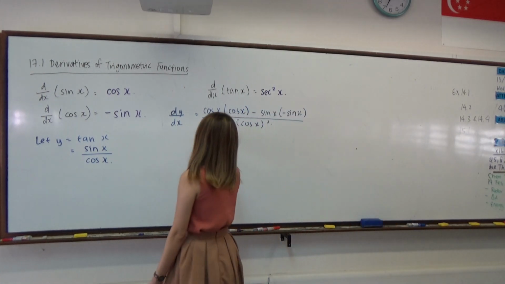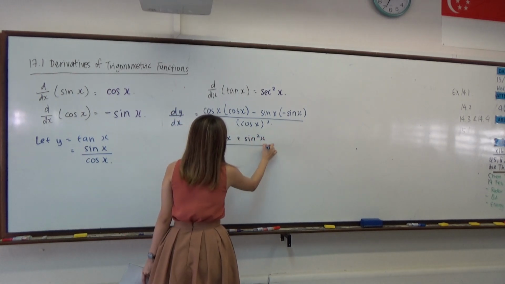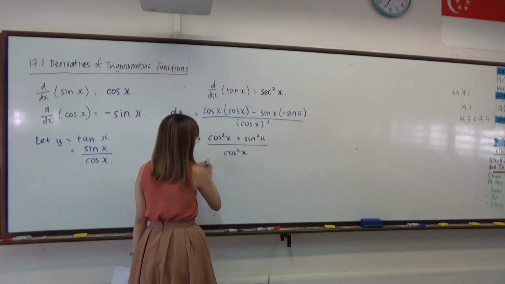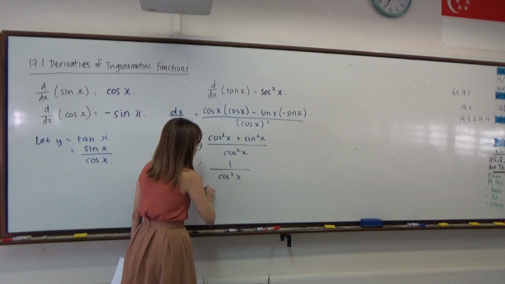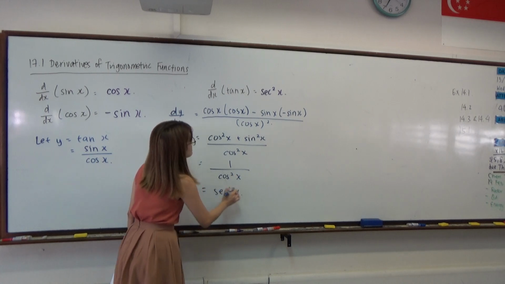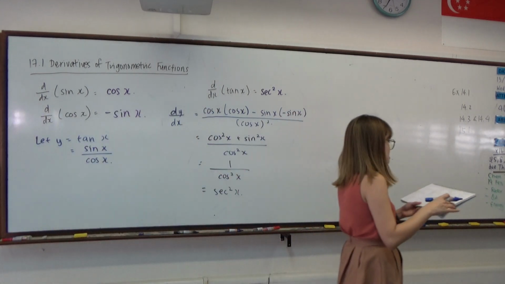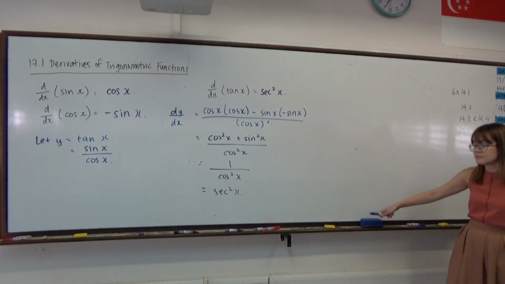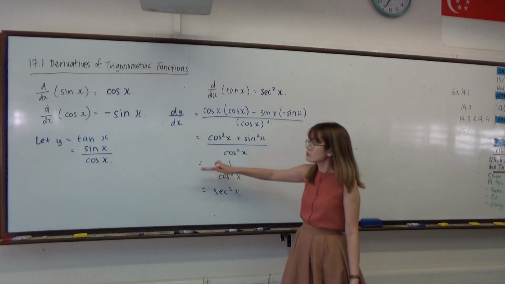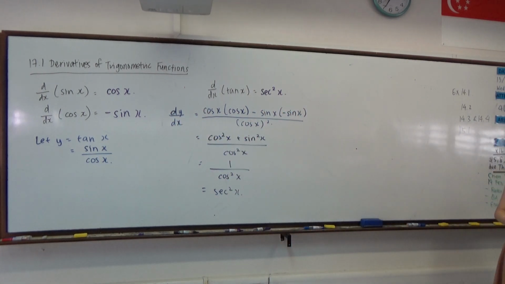So this will be cosine square x plus sine square x, over cosine square x. So this will be equal to 1 on the numerator, over cosine square x, and this is none other than secant square x. So this is just a very simple proof to show you why, when differentiating tangent x, we will get secant square x. Of course you don't need to go through this proof. You just need to know how to apply the derivatives. That's all.